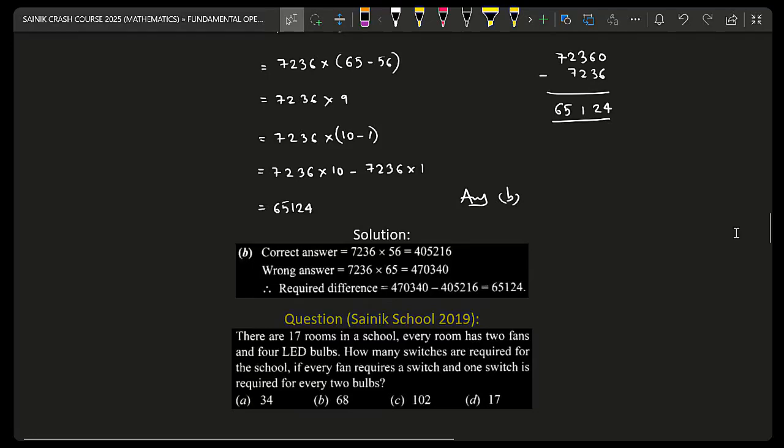Okay, sir. There are 17 rooms in a school. Every room has 2 fans and 4 LED bulbs. How many switches are required for this school if every fan requires a switch and one switch is required for every two bulbs. You want to say the answer or you want time to solve? Sir, I want time to solve. Okay, take time and solve it.